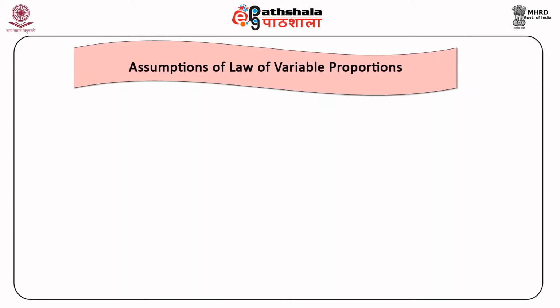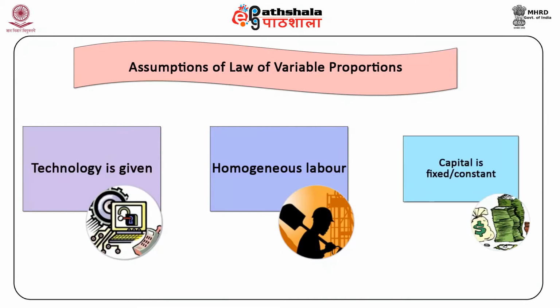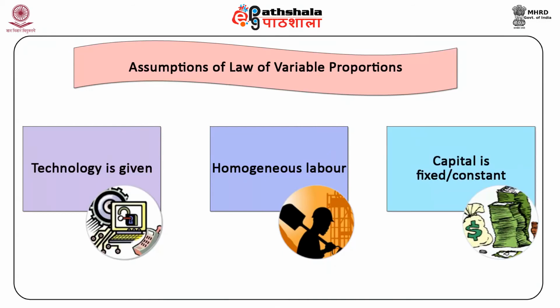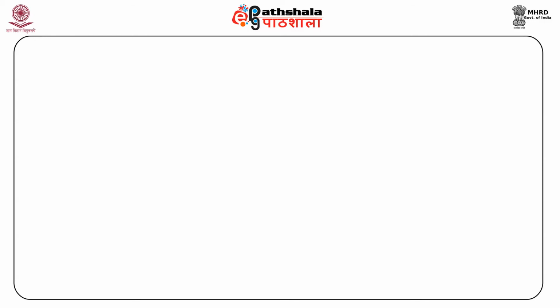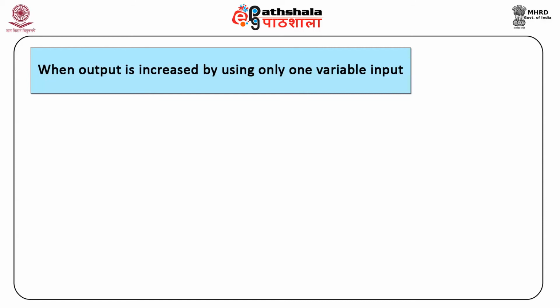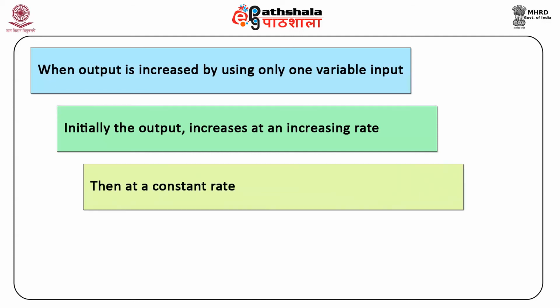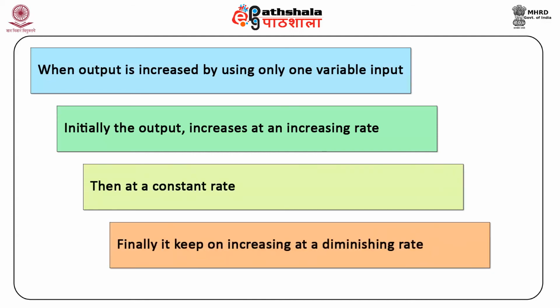Let us now talk about the law of returns to variable proportions, that is, the short run law of production. The assumptions of the law of variable proportions are as follows. Technology is given, labor is homogeneous, and capital is fixed or constant. The law of returns to a variable proportion states that when output is increased by using only one variable input as the other input is fixed, then initially the output increases at an increasing rate, then at a constant rate, and finally it keeps on increasing at a diminishing rate.